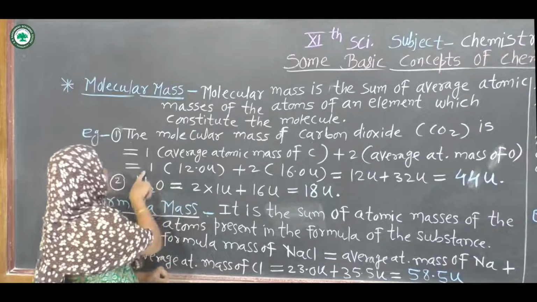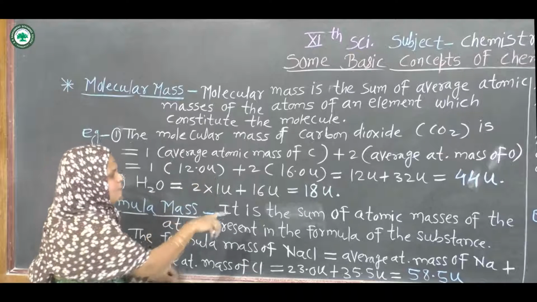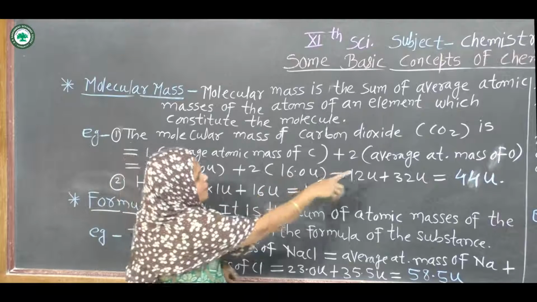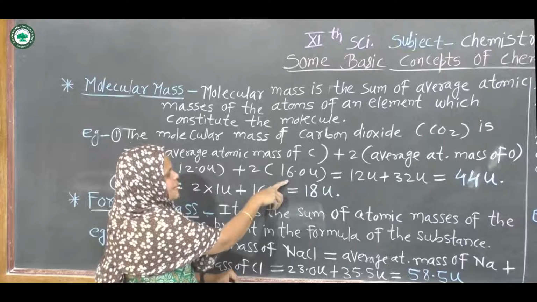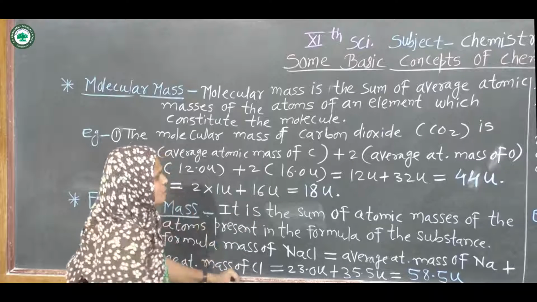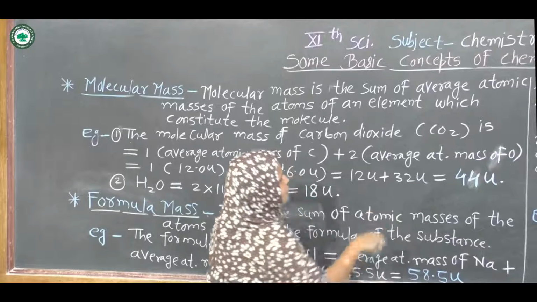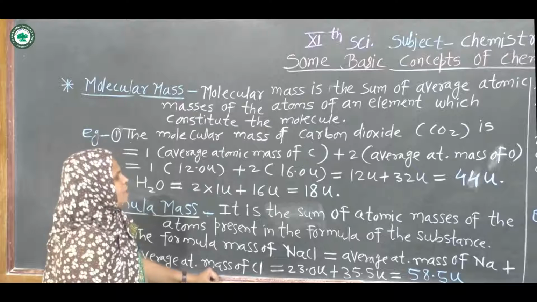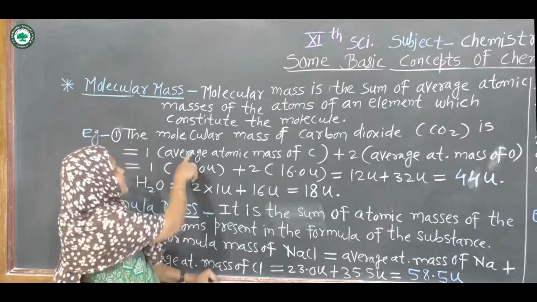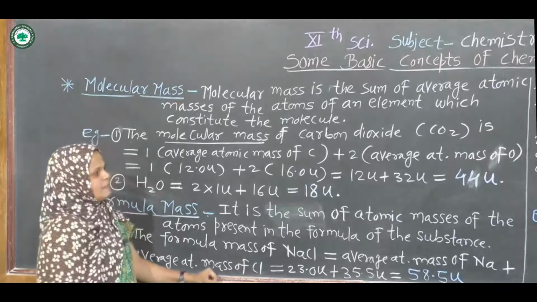So it is equal to 1 into 12 unified mass plus 2 into 16 unified mass, since there are 2 oxygen atoms. That is 12 plus 32, which equals 44 unified mass. 44 unified mass is the molecular mass of carbon dioxide gas.